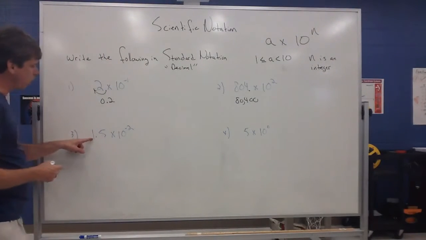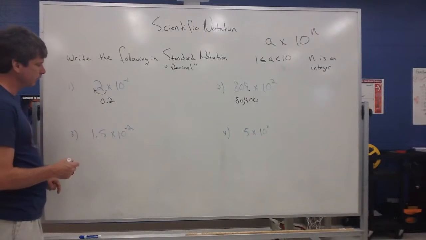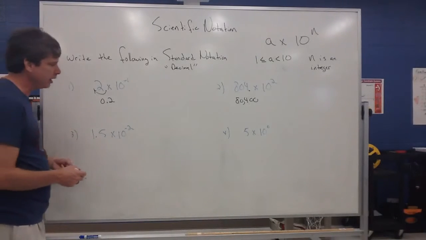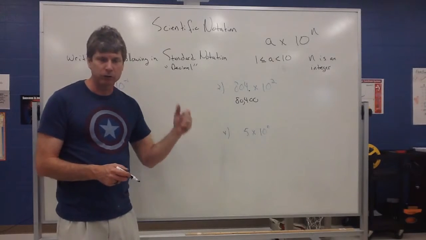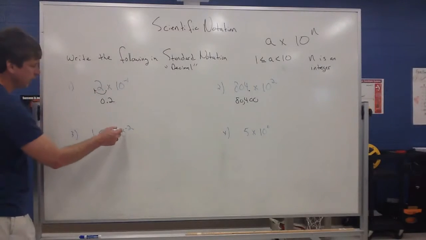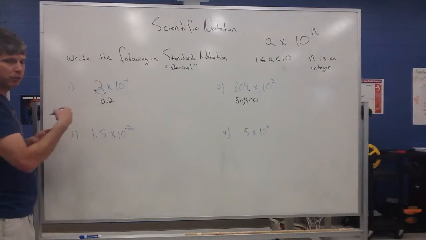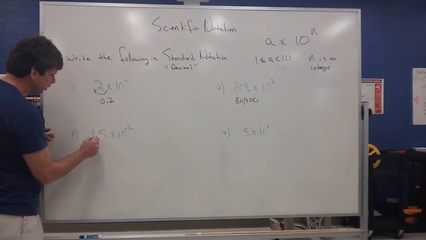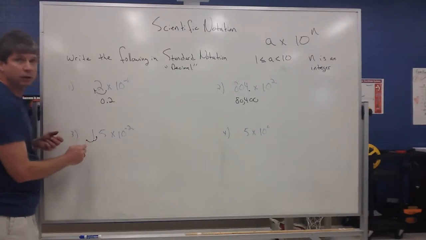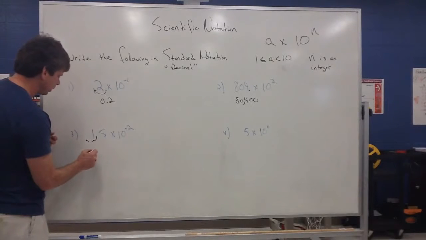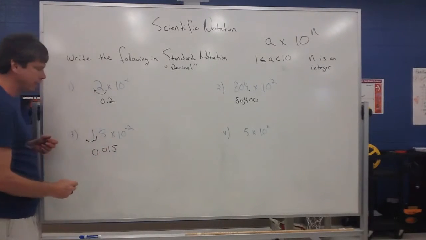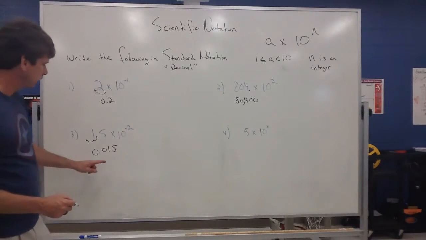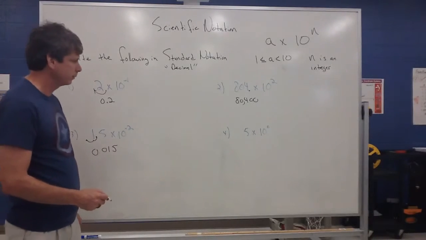Number 3, I have 1 and 5/10 times 10 to the negative second. Now remember, 10 to the negative second means to divide by 10 twice. So in other words, move the decimal 2 places to the left. A negative exponent even implies that, moving to the left. So here's your decimal, slide 2 to the left, and we should have then 0.015. So in other words, our answer would be 15 thousandths. That would be our decimal notation for that.